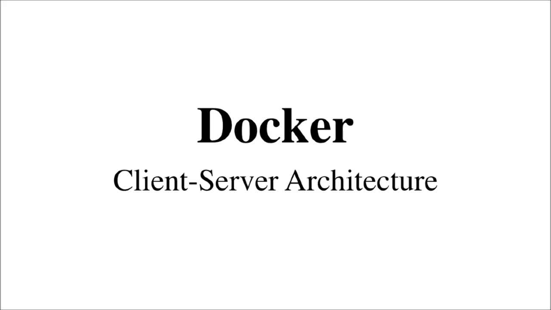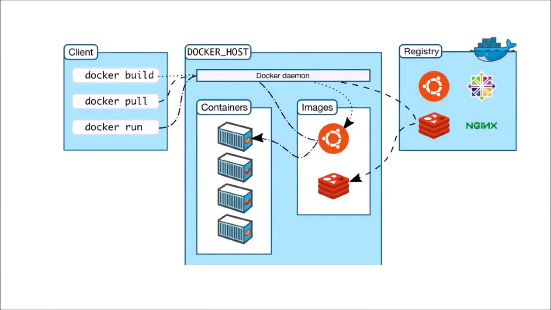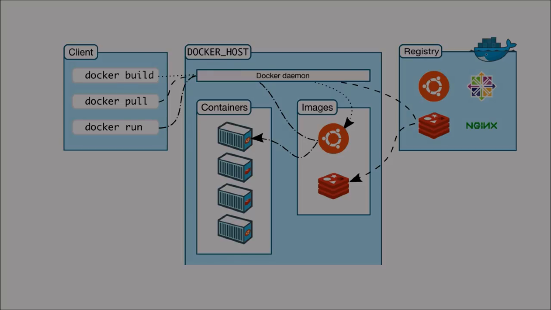Let's talk a little bit about Docker's client and server architecture. Docker uses a client-server architecture with the daemon being the server. The user does not directly interact with the daemon, but instead through the Docker client. The Docker client is the primary user interface to Docker. It accepts commands from the user and communicates back and forth with the Docker daemon.